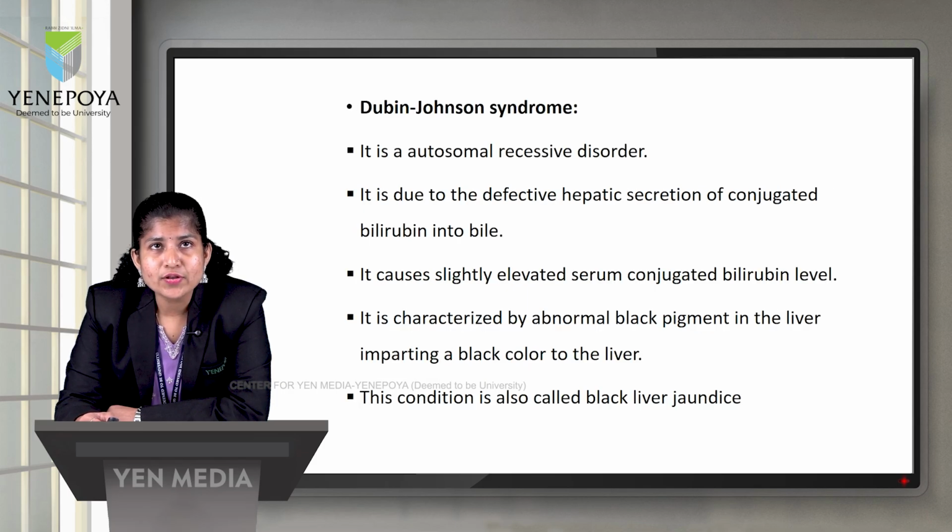Next is Dubin-Johnson syndrome. It is an autosomal recessive disorder which is due to a defect in the hepatic secretion of conjugated bilirubin into bile. This causes a slight elevation of conjugated bilirubin in the blood, as well as an abnormal black pigmentation of the liver. So this is also called black liver jaundice.